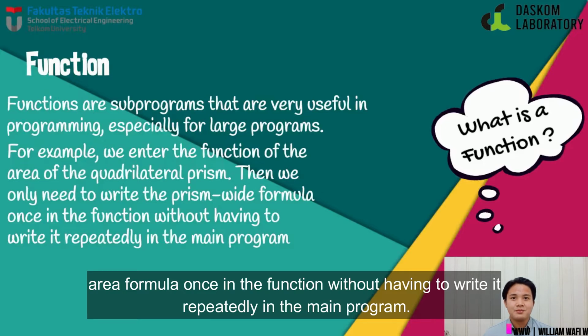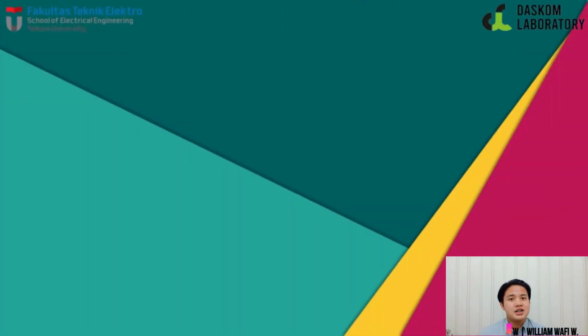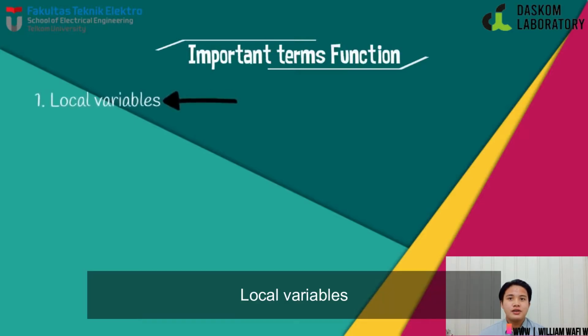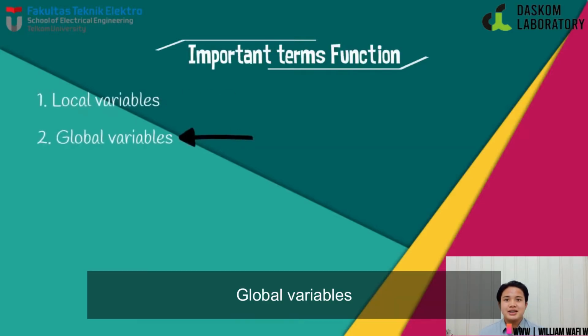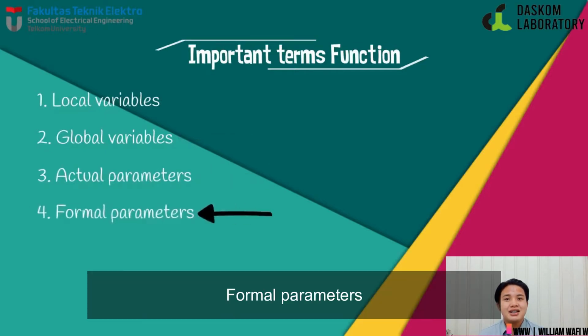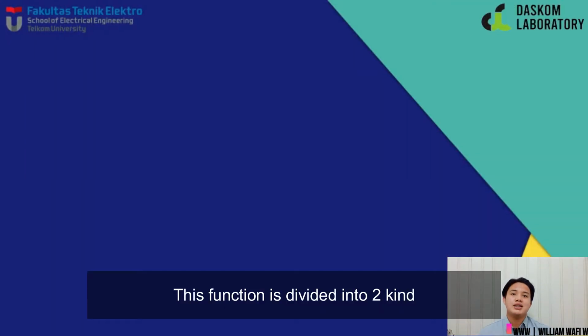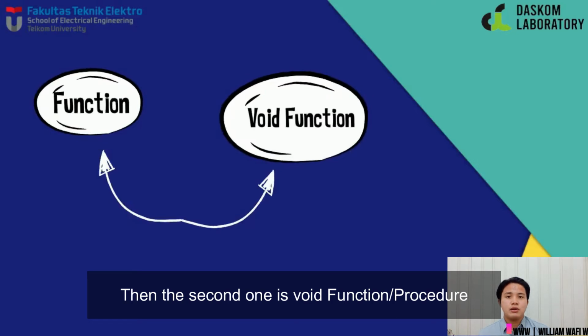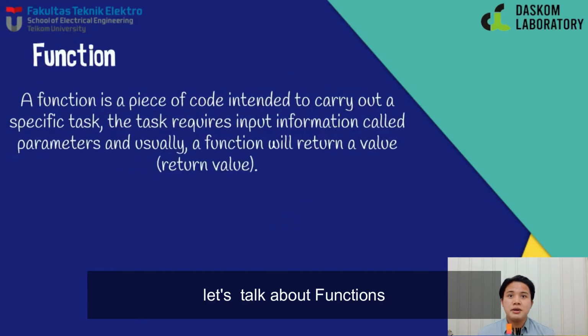in the main program. When we want to start learning about functions, there are four important terms used frequently in functions. First is local variables, second is global variables, third is actual parameters, and the last is formal parameters. Did you know, guys, functions are divided into two kinds. The first is functions and the second one is void functions or procedures. So let's talk about functions.